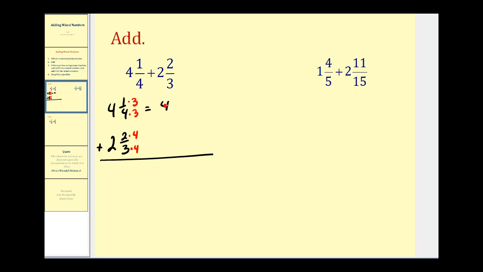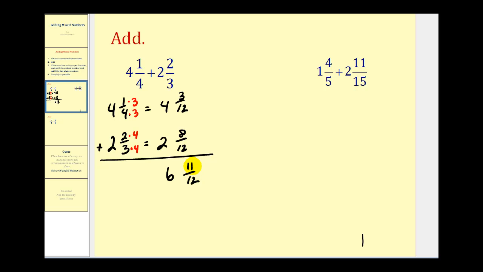This is going to give us 4 3/12. This will be 2 8/12. Now that we have a common denominator, we can go ahead and add these together. We'll start by adding the fractions, and then we'll add the whole numbers. So 3/12 plus 8/12. Remember, we just add the numerators, so 3 plus 8 would give us 11/12, and then 4 plus 2 would give us 6. Our sum is 6 11/12. Notice 11/12 is not improper, and it does not simplify, and therefore we're done.